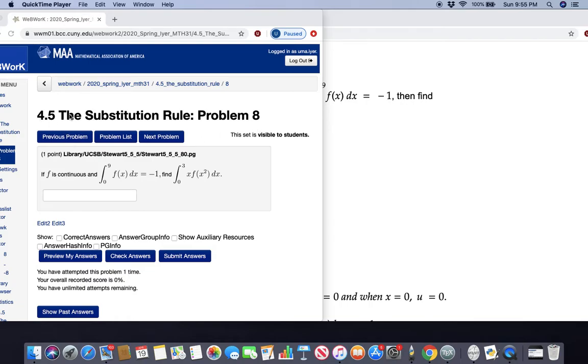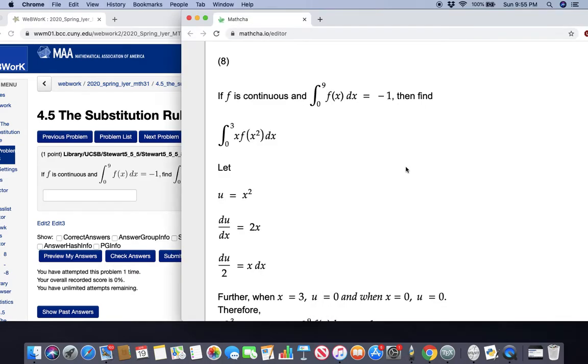Problem 8, section 4-5. If f is continuous and the integral from 0 to 9 of f(x) dx is negative 1, then find the integral from 0 to 3 of x f(x squared) dx. Alright, let's see what that means. The integral from 0 to 9 of f(x) dx is negative 1. We need to find the integral from 0 to 3 of x f(x squared) dx. So this clearly calls for substitution.